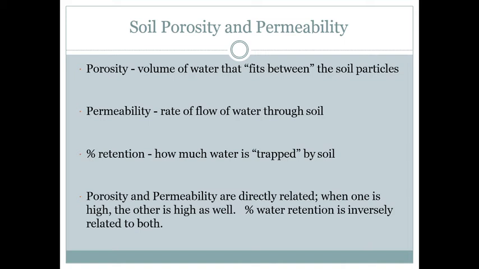And then we have also the soil porosity and permeability. I've been mentioning this one. To define, porosity is the volume of water that fits between the soil particles. So it's the pores, the openings, the air spaces in between soils. And then we have also permeability. It's the rate of flow of water through the soil. Of course, we have what we call the percent retention, which is how much water is trapped by the soil. Porosity and permeability are directly related. So when one is high, the other is high as well. Percent water retention is inversely related to both.